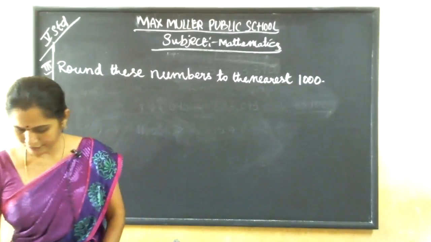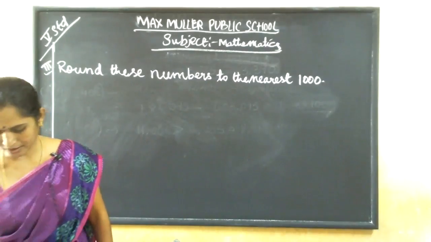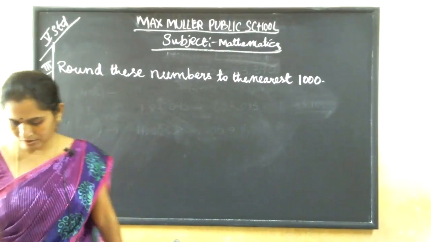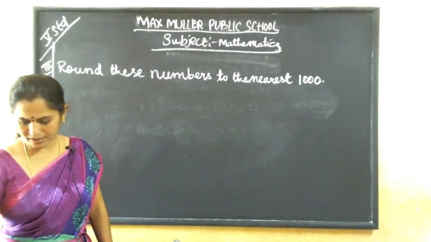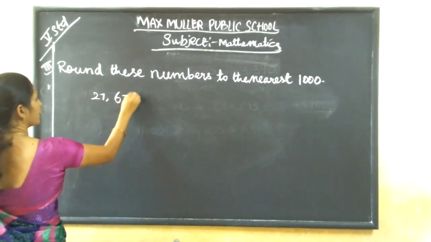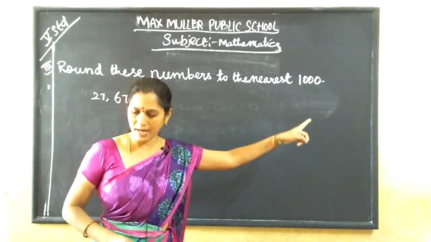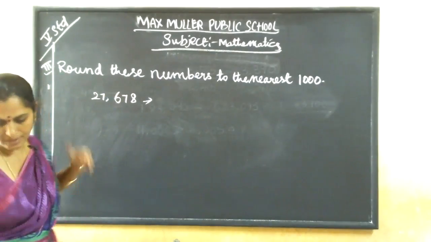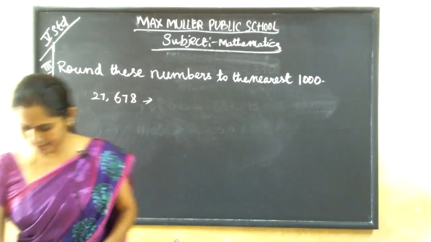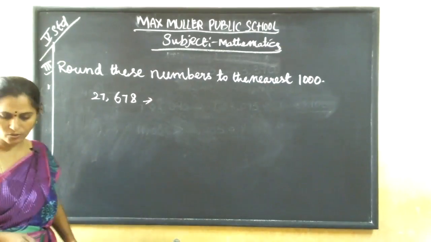Okay, use shortcut method if necessary. We have given, okay? 1000 means, what are the rules first? You learn the rules of rounding. So, first step, find the digit in the place that you are rounding to. So, we have given 27,678. Step 1, you have to round these numbers to the nearest 1000. So first step, you have to see what place. Find the digit in the place that you are rounding to.